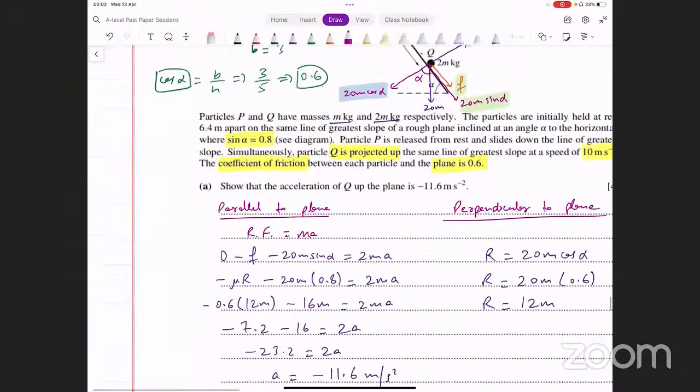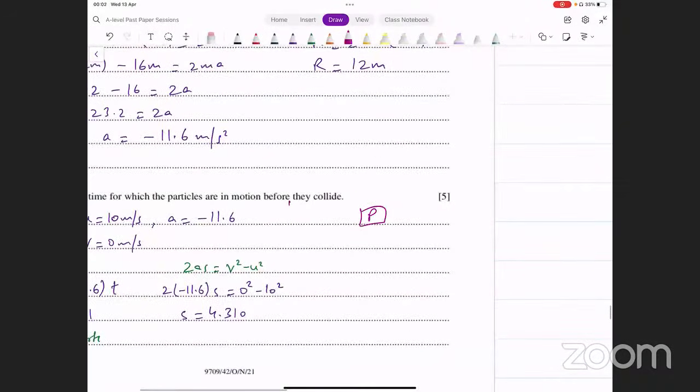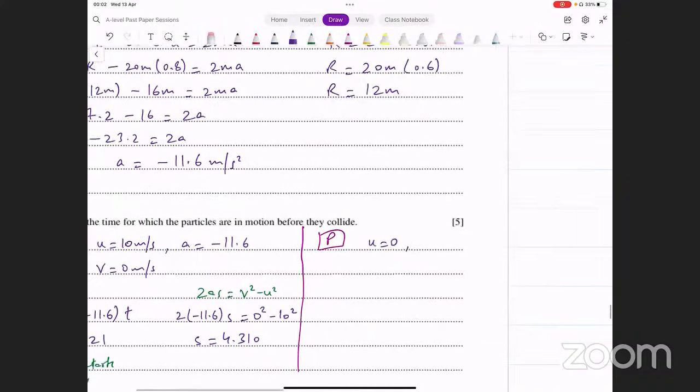How can we find that? P के बारे में हमें क्या क्या पता है? Let's write that down here as well. Now, what do we know about P? We know initial speed of P. Okay, we know initial speed of P. Initial speed of P is 0. It starts from rest. What else do we know?